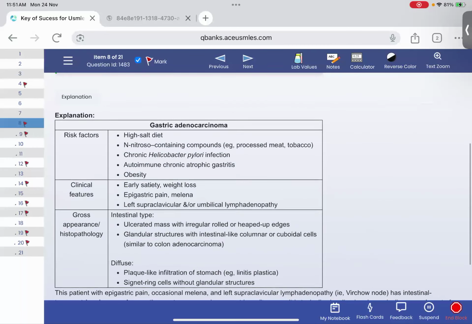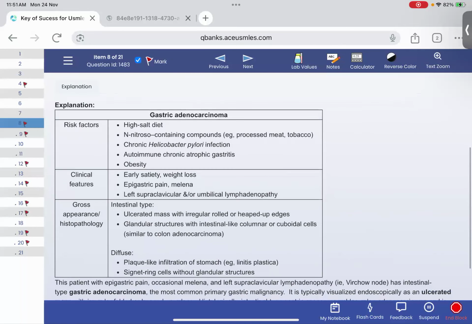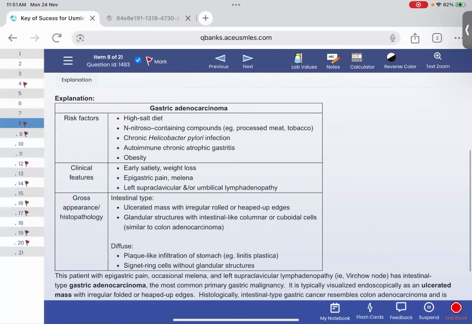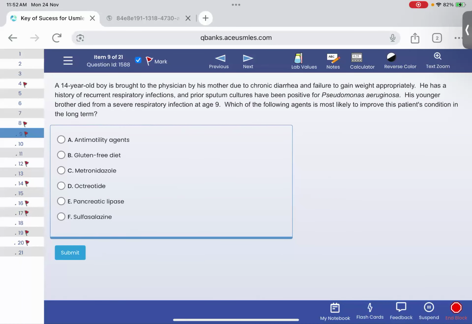So these are the risk factors. Clinical features: we have early satiety, weight loss, epigastric pain, melena, and this left supraclavicular umbilical lymphadenopathy. Right. All right. Next question.